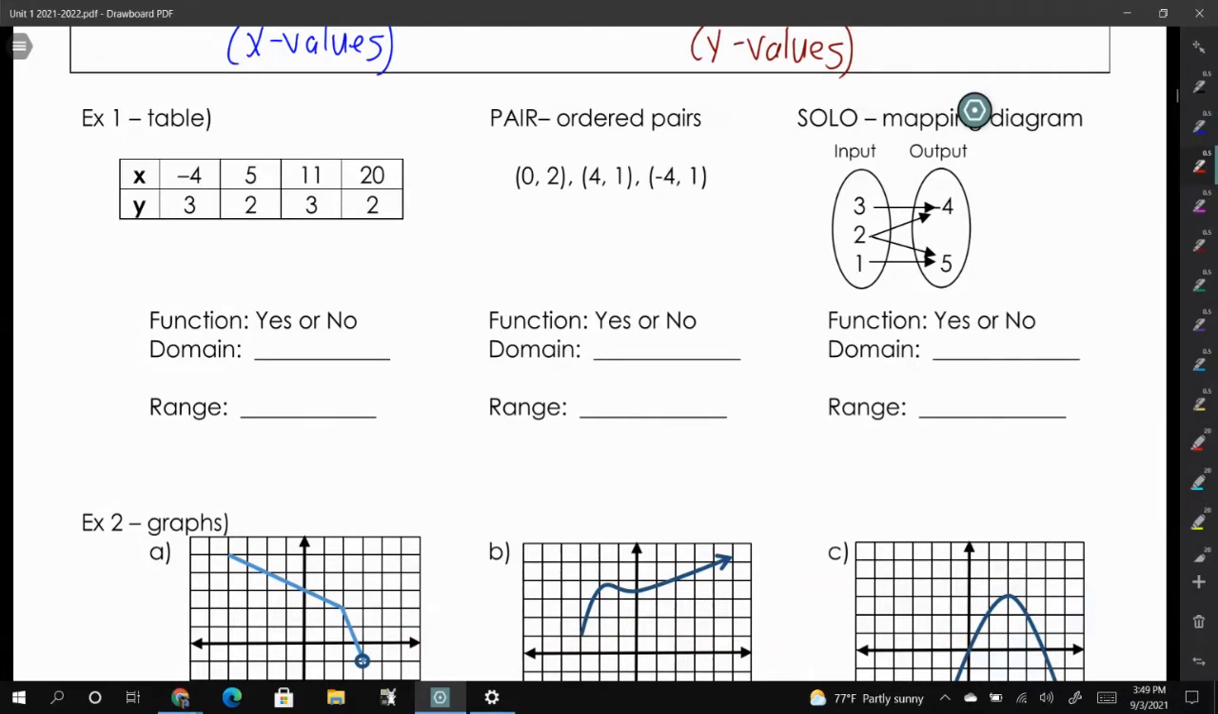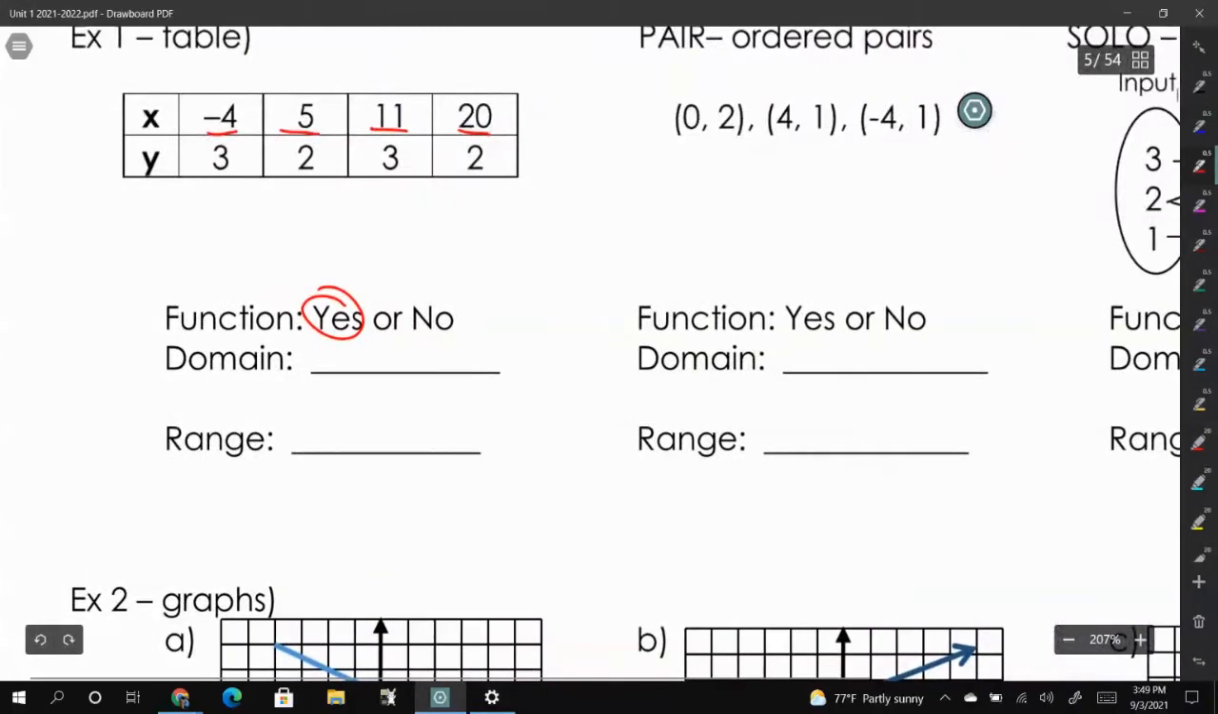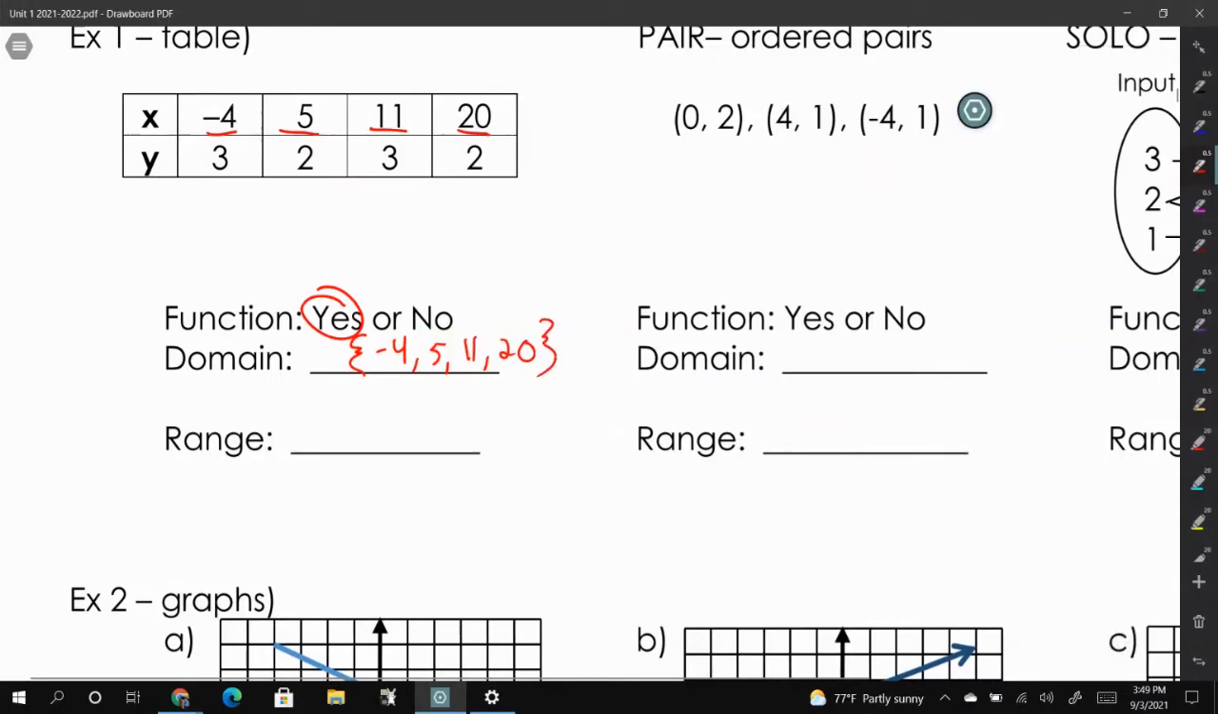To determine if this is a function, I'm looking at my x values and seeing if we have a repeat. We do not have any repeats, so this is a function. And your domain is going to be a list of your x values. So make that squiggly looking bracket to start our list: -4, 5, 11, and 20. That is our domain. Our range is going to be these y values.